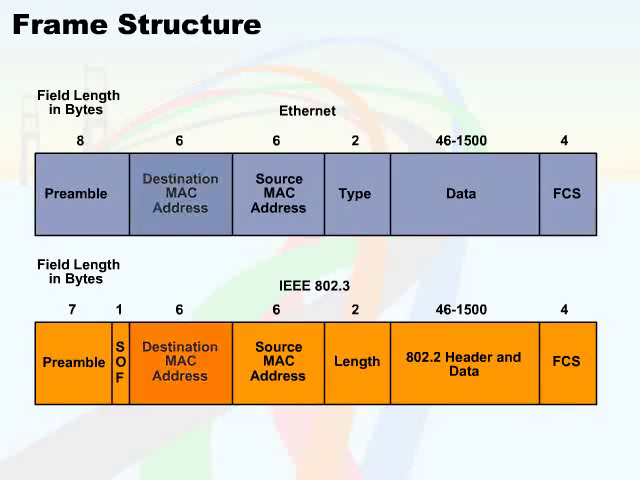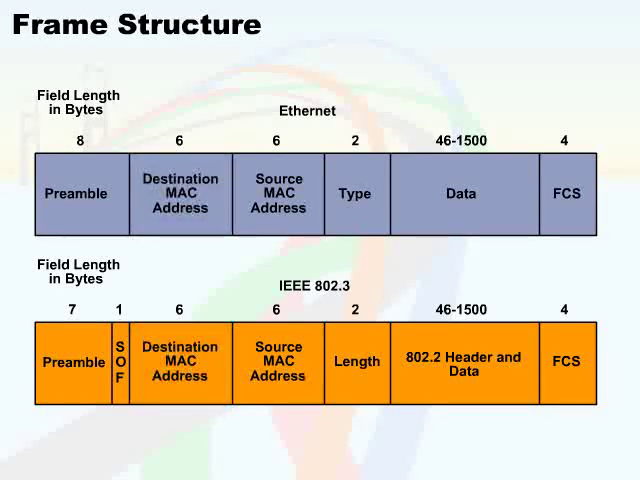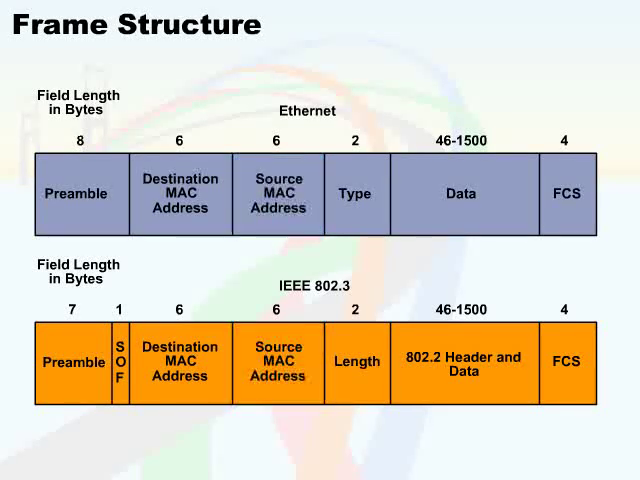You will notice that our destination address is always the very first component of an Ethernet frame, regardless of the frame's type, whether it's Ethernet standard or 802.3. So this is the destination MAC address. This is the source MAC address, where it's coming from. We then will have an option between a type and a length field.